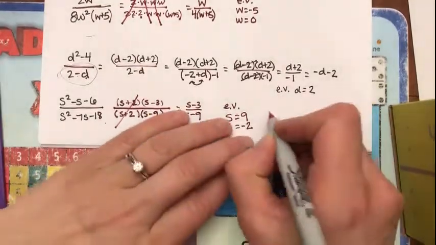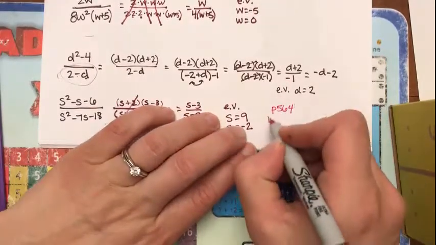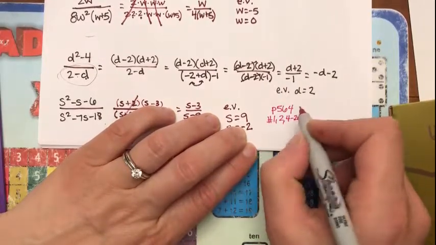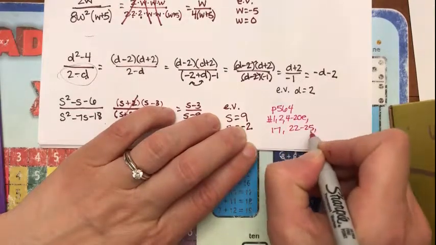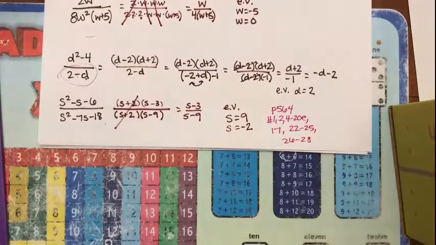Your homework is page 564, and you're going to do numbers 1, 2, 4 through 20 even, 17, 22 through 25, and 26 through 28. So there's your homework assignment, and good luck with that.